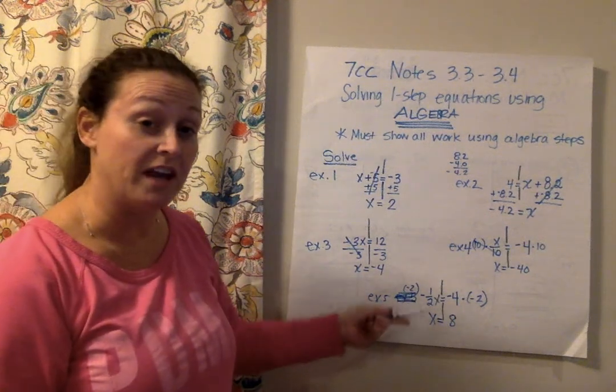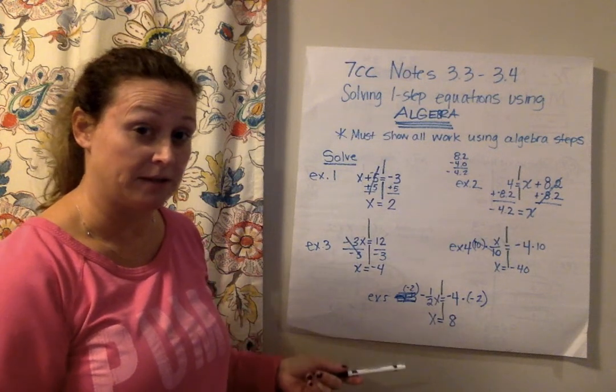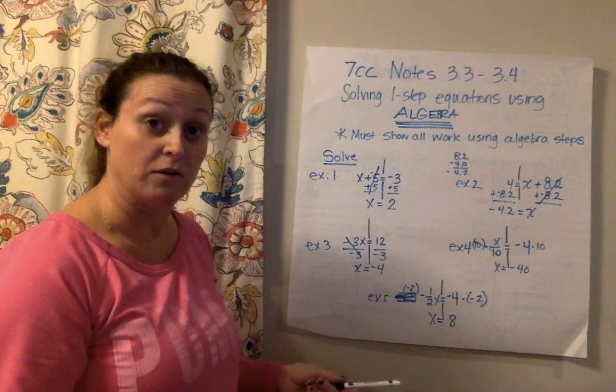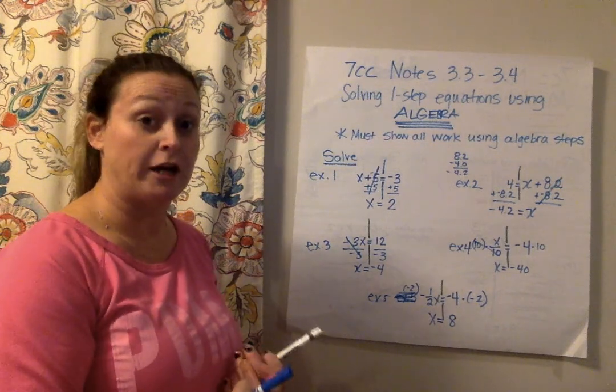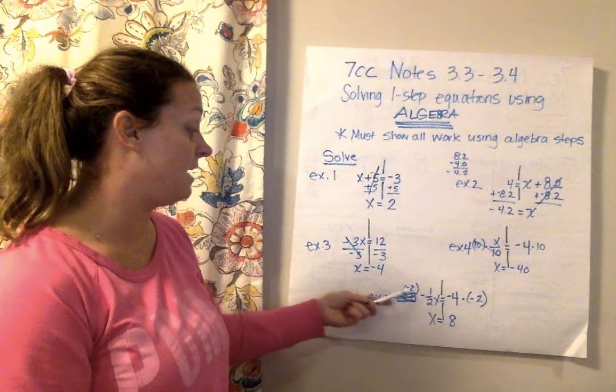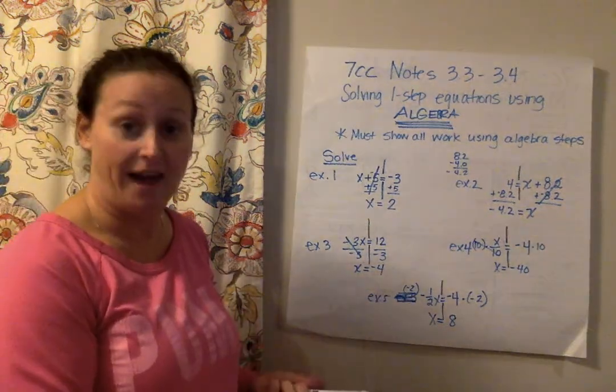I've identified that negative 1/2 is being multiplied by x. The opposite of multiplying by negative 1/2 would be dividing by negative 1/2. But when I divide by a fraction, I multiply by the reciprocal. So negative 2 times negative 1/2 equaled x.